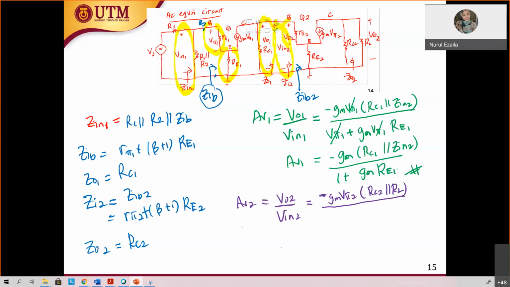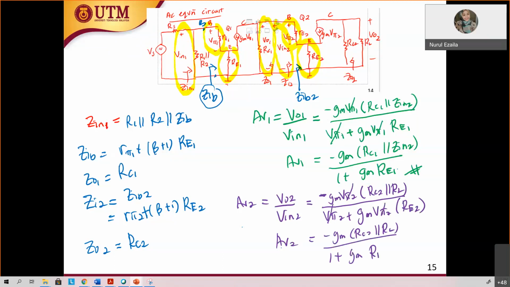Same thing, total V pi and total voltage over here equal to what? V pi 2 plus gm V pi 2 times RE2. Okay, V pi cancels out. So you will get AV2 equal to negative gm RC2 parallel with RL over 1 plus gm RE2. Yes, that's it. Okay, so I forgot just now, my dear student.